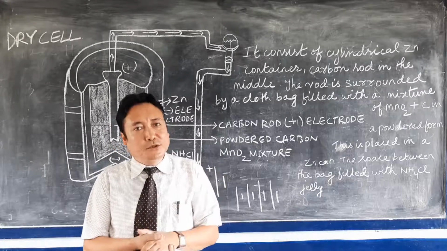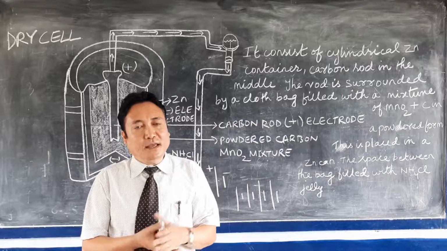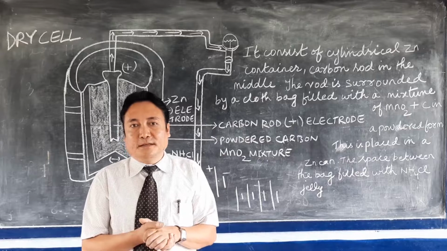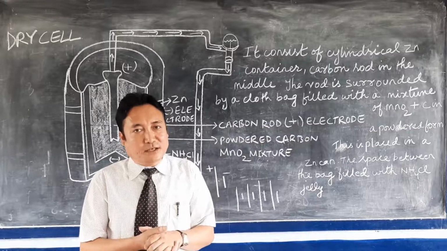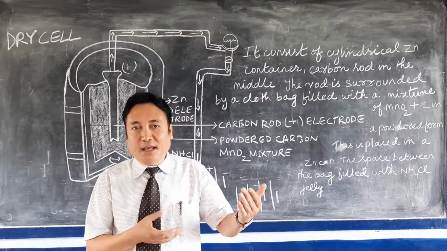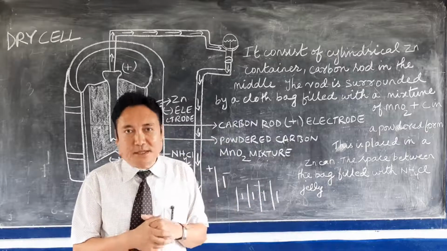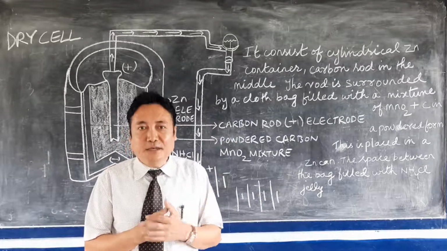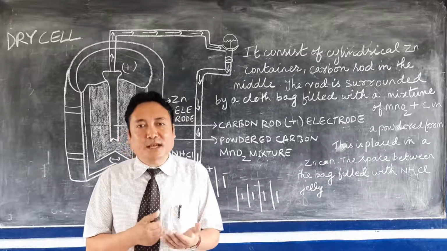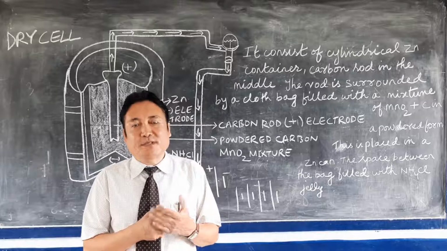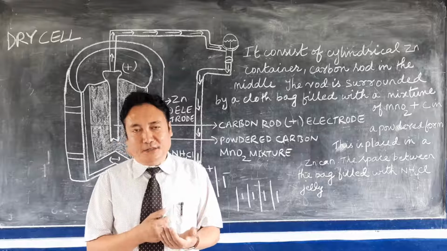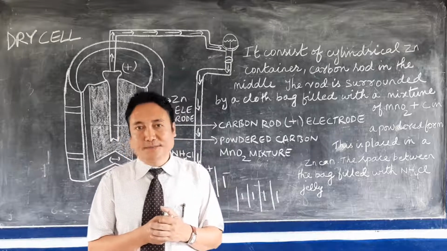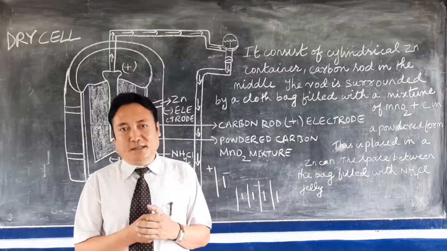So once you use this cell, and when its chemical reaction gets over, then you have to replace it with a new cell. That means you cannot use it again and again. So these are the primary cells. After using, you will throw it away. You can discard it.